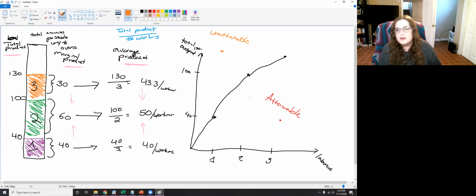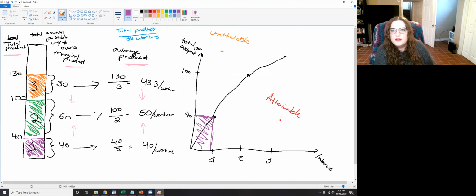Now let's think about a couple key features here. First, let's think about what our marginal product is. So we know that our marginal product for this first worker was 40 cookies, right? This first worker, we were able to make 40 cookies. That's kind of what their marginal product looked like. When we brought in the second worker, we were able to make 60 more cookies. That's kind of what their marginal product would look like, right? The extra 60 cookies that are coming from there.